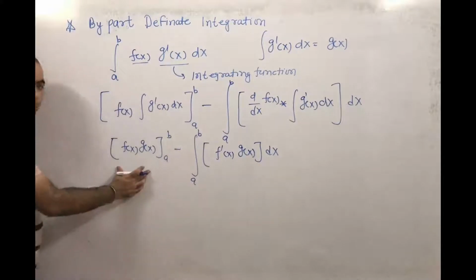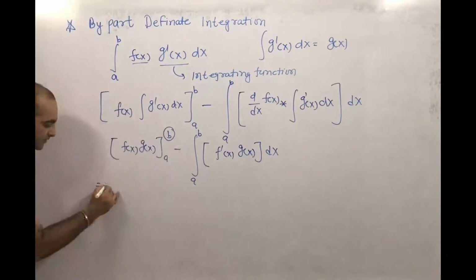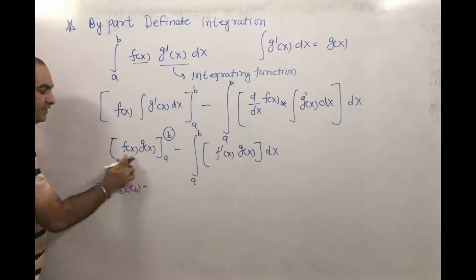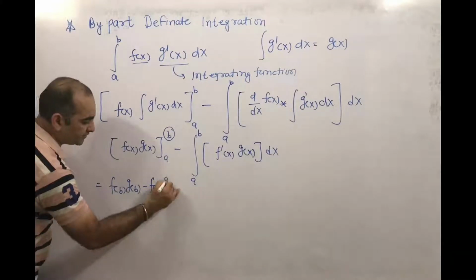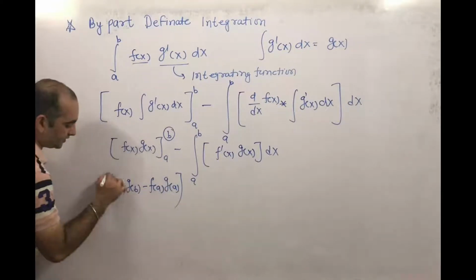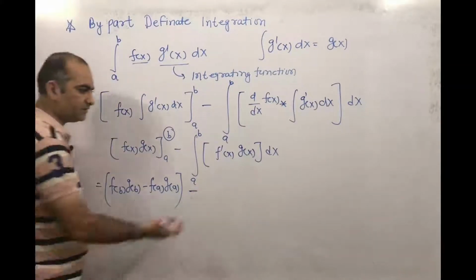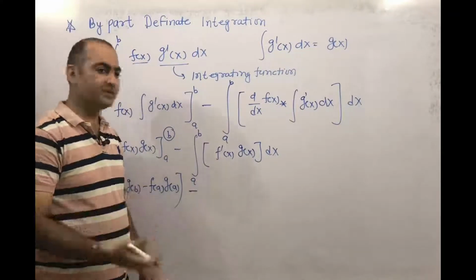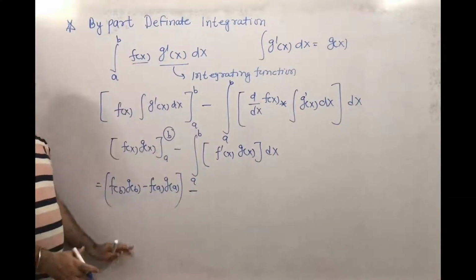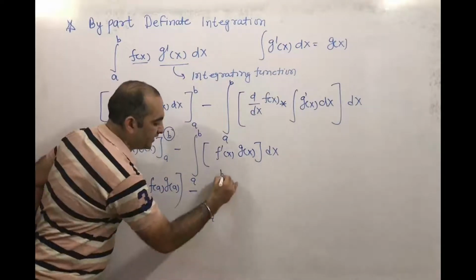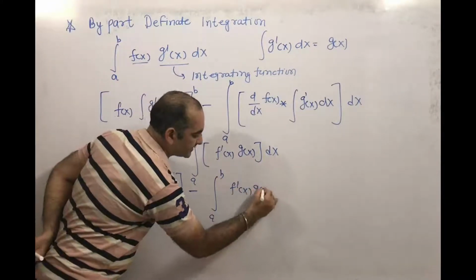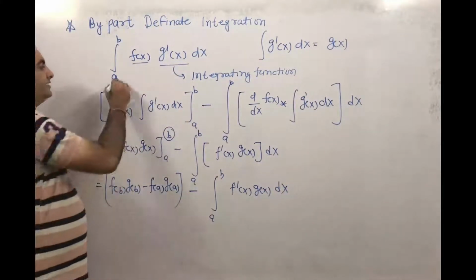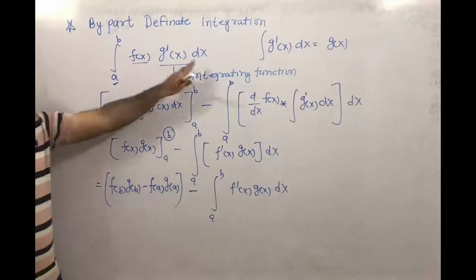Now here what you will do, first we have to put the upper limit b. So here what will come, f(b) into g(b), minus, we have to put the lower limit a. So what will come, f(a) g(a). This will come minus, again this one we have to solve. Suppose this one we can integrate directly, that is okay, but if we have to use by parts, then in the same way you have to follow by parts again. So this one is minus integration a to b of f'(x) g(x) dx. So you can see here how we are applying integration a to b of f(x) into g'(x) dx.